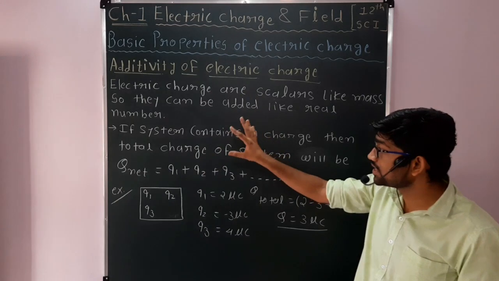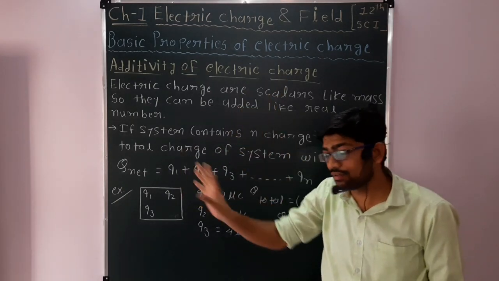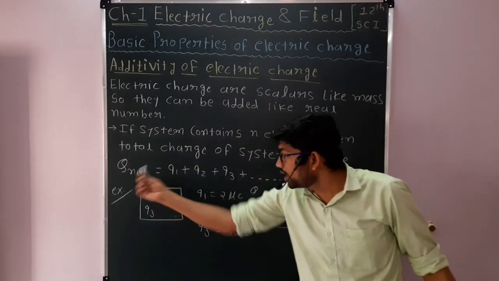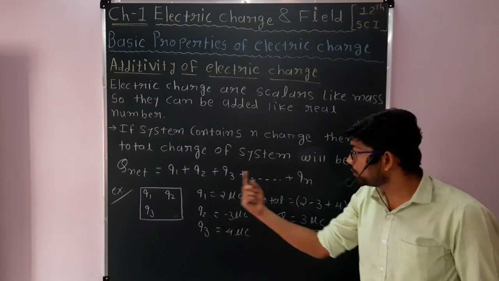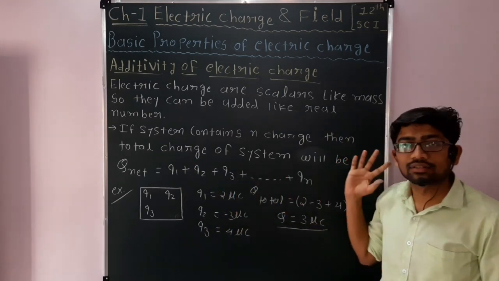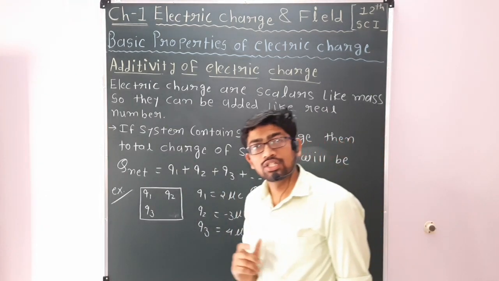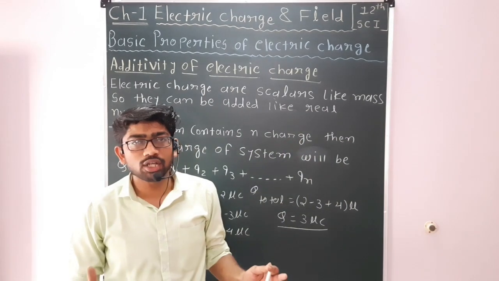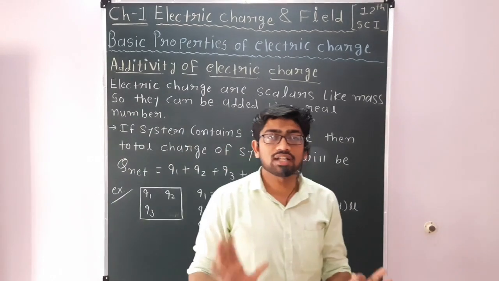Suppose n charges are contained in any system, then the total charge Q net is equal to Q1 plus Q2 plus Q3 plus up to Qn. So this is the additivity of charge, a simple basic property of electric charge, just like mass.